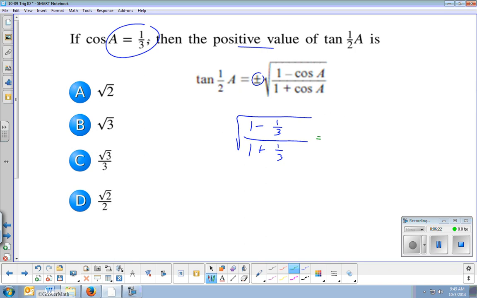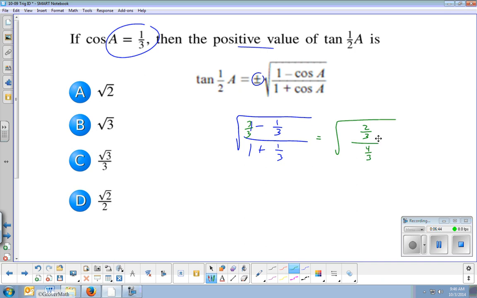so they gave us cosine. That's all this problem needs. Substitute it in. 1 minus 1/3. You could do that in your calculator. You don't need a calculator. You could realize that 1 is 3/3 and you get 2/3. But I think a lot of you will probably do it in your calculator, which is fine. And 1 plus 1/3 is 4/3.